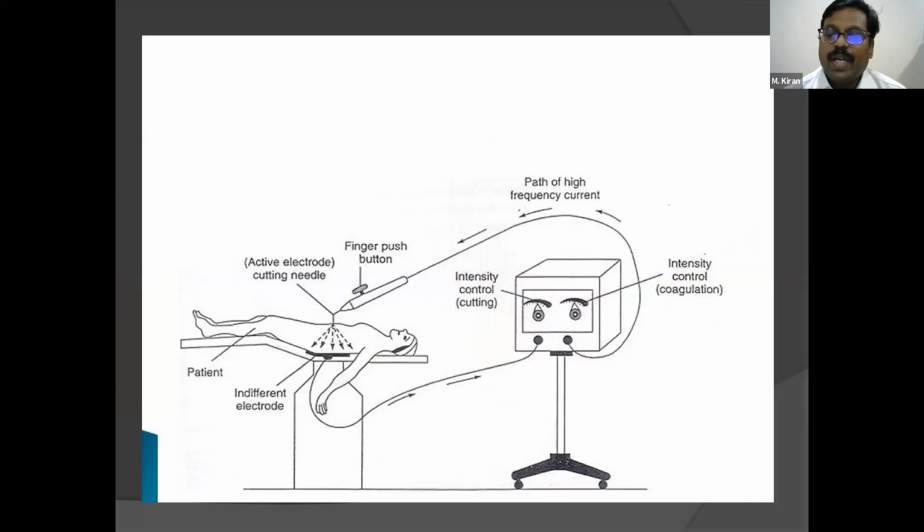And this is the complete circuit of the total electrosurgical unit. Here you can see the patient is lying on the bed, and we connect this indifferent electrode downwards, and it goes to our electrosurgical unit. From there, we connect the active electrode that will be used for cutting or coagulation of the skin.